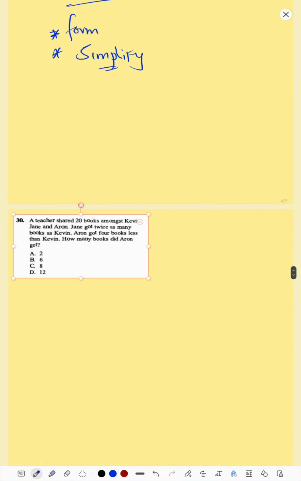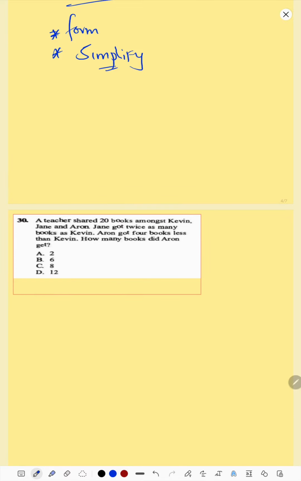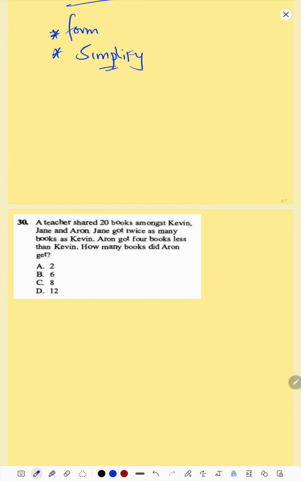Let's go to question number 30. Make it a little bit bigger as well. In this question, we are told a teacher shared 20 books among Kevin, Jane, and Adam. Jane got twice as many books as Kevin. Adam got 4 books less than Kevin. How many books did Adam get?